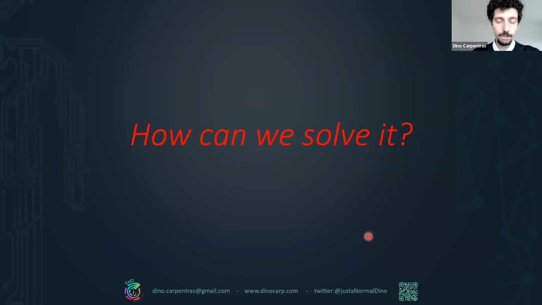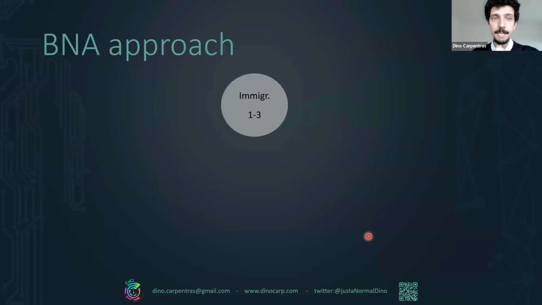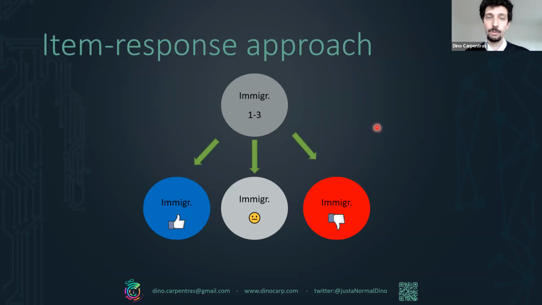So how can we solve it? The idea is that in belief network analysis, you look at the network of items. You take each question and you check how they correlate to each other. For Raisin, what we wanted to do is take an approach which is more inspired by item response theory. So you don't want to look just at the entire item. You want to look at the item responses.